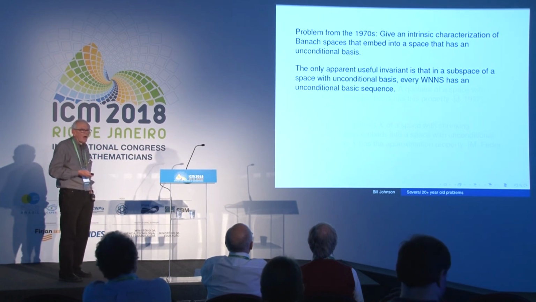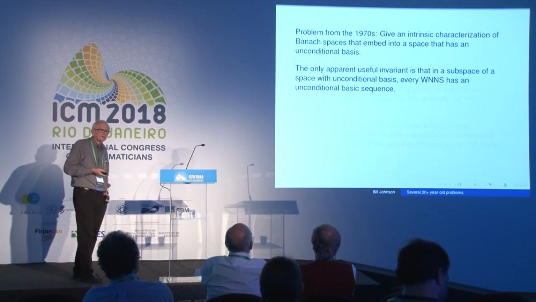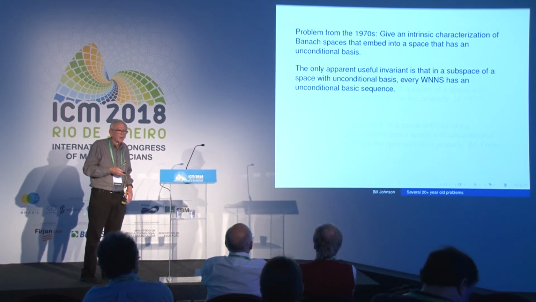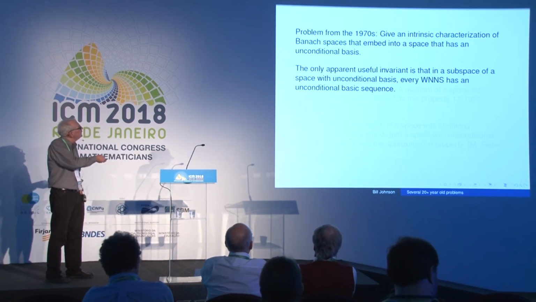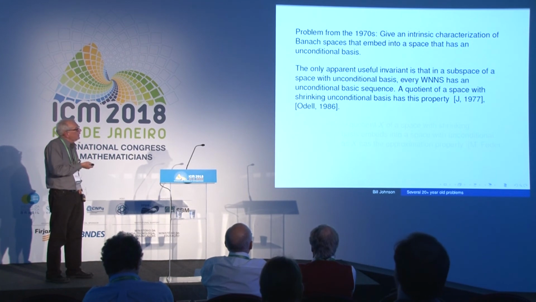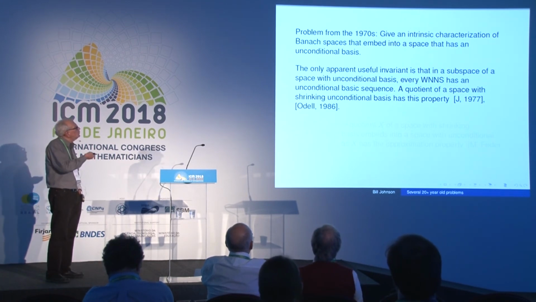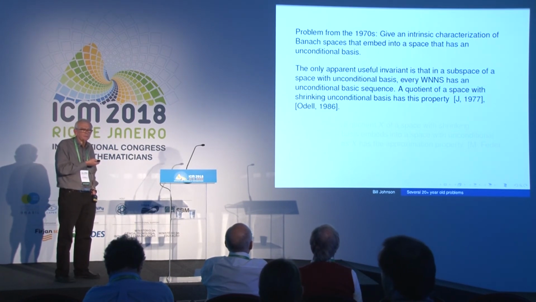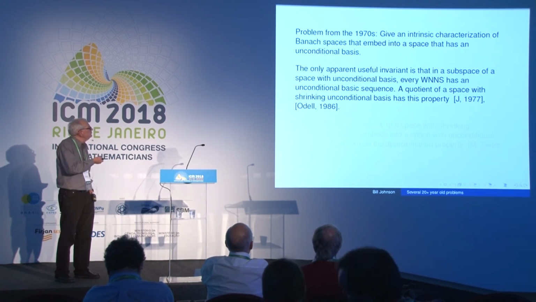Now, the only obvious invariant for subspaces of spaces with unconditional basis is that every weakly null normalized sequence has an unconditional subsequence. So this is another property that was investigated quite a bit. And combining stuff that I did and Odell did, a quotient of a space with shrinking unconditional basis has this property. And quotients tend to look different from subspaces, but still.